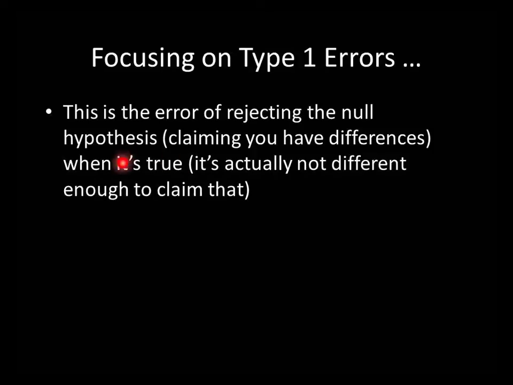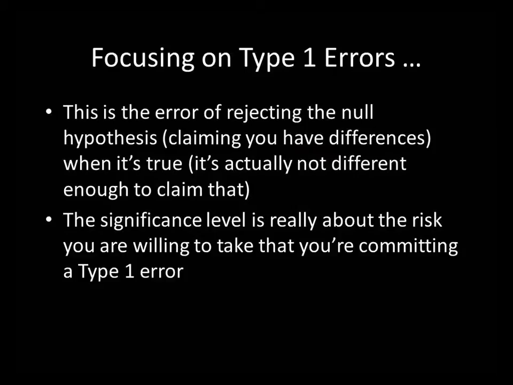So when I say it's true here, I'm talking about the null hypothesis. The null hypothesis is true. Again, the null hypothesis for this example is that there is no difference between managers and non-managers, between those two groups. So the null hypothesis is true and we reject it. That is a type 1 error. Our data are not different enough to claim that the null hypothesis is false.